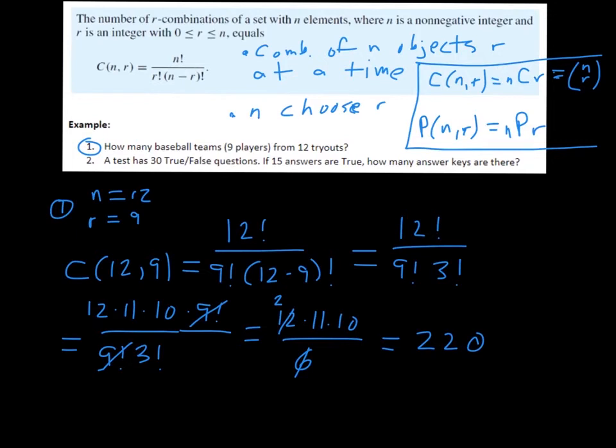Okay, and I didn't say this earlier, but I probably should have. The reason this is a combination is because I'm just going to choose 9 players first from the 12. I'm not deciding on positions. I'm just making a team. So the order that I choose these people in doesn't matter. And once I choose a person from the 12 to be on my team, I can't choose that same person again. And so there's no repetition allowed. All right, let's look at the next example.